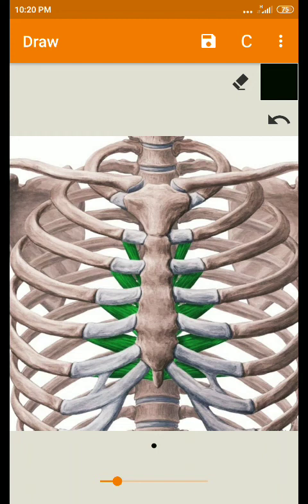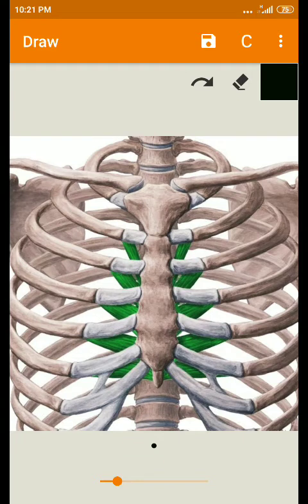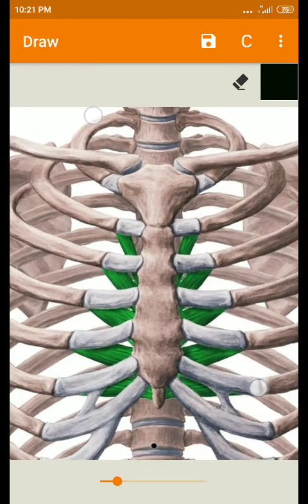Dear students, welcome back. Now we are going to see another muscle, triangularis sterni, or transverse thoracis, or sternocostalis. Okay, here you can see these muscles in the rib cage, which are present on the posterior aspect of the sternum.